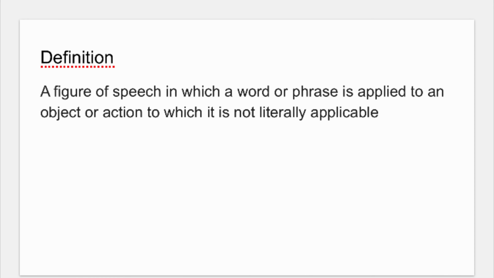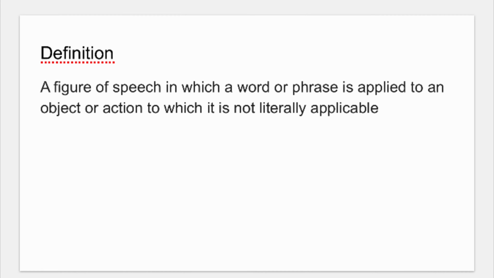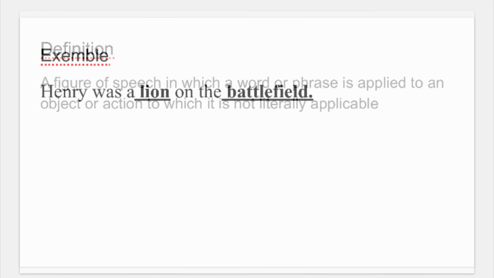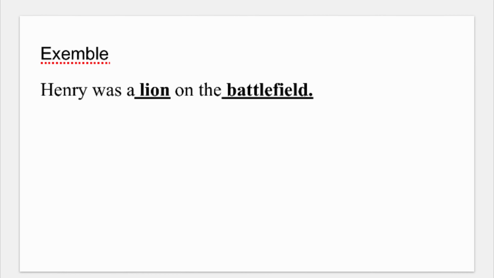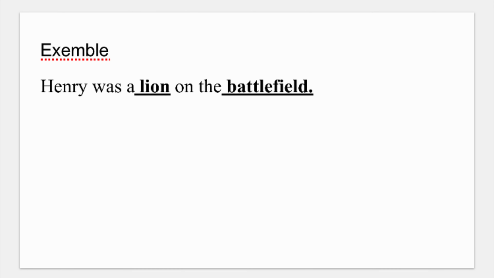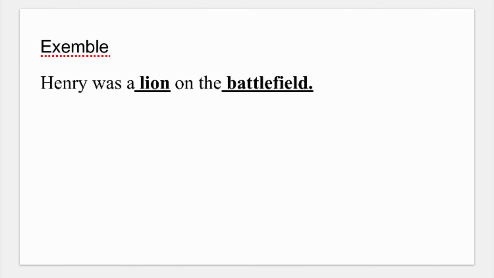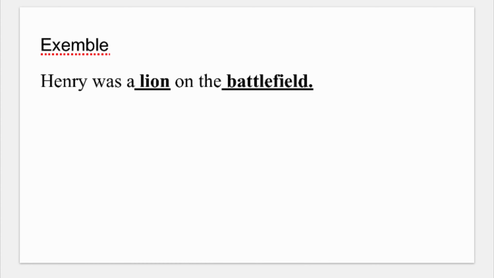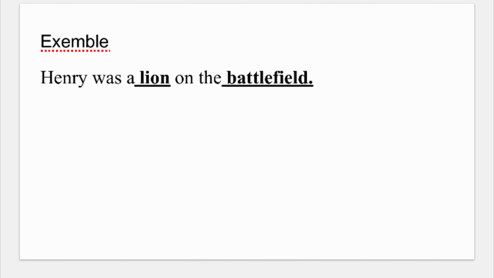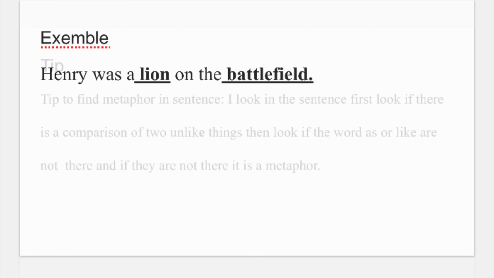It's like the simile, but here you still have the two unrelated words, but in your sentence you do not have the word like or as. An example here. Henry was a lion on the battlefield. You see here that there's the words lion and battlefield, which are two unrelated subjects. But if you look, there's not the word as or like, so you just know it's not a simile, so it needs to be a metaphor. And it is right, it's a metaphor.